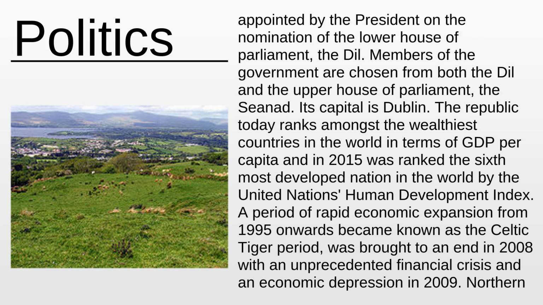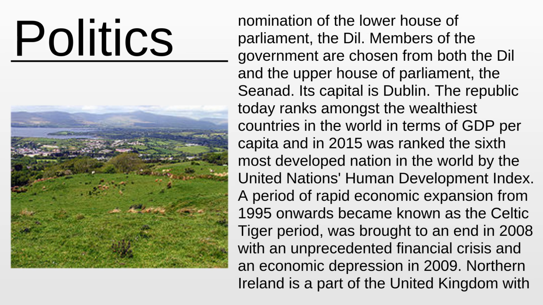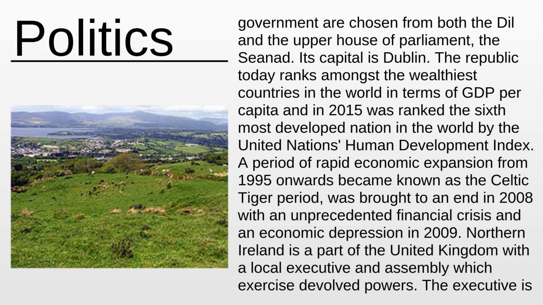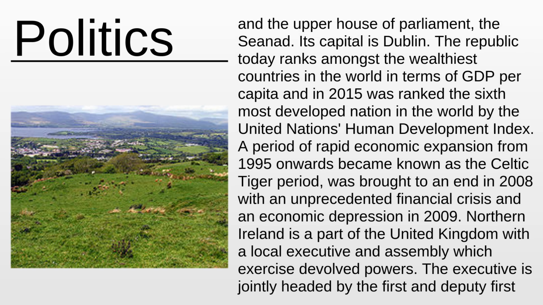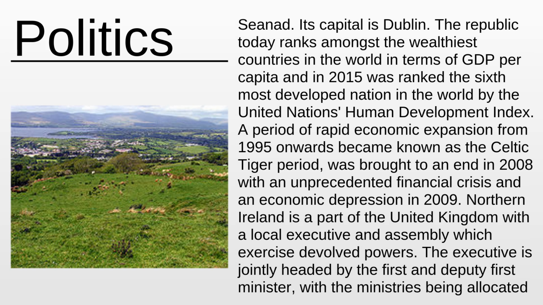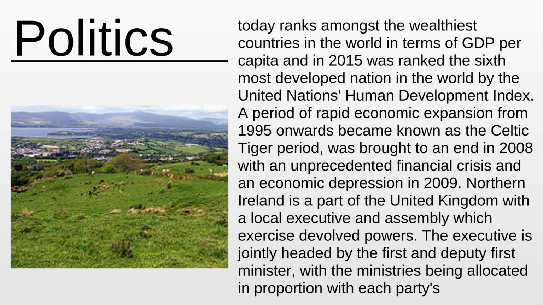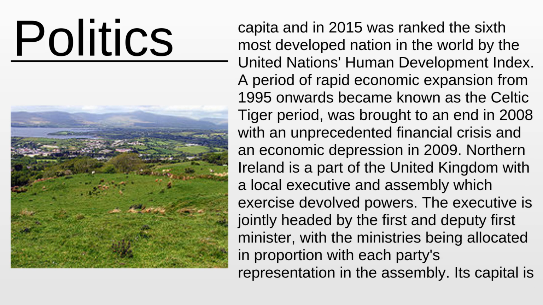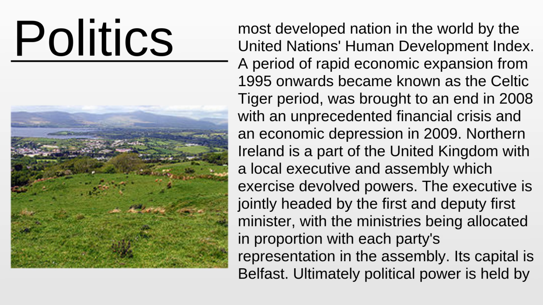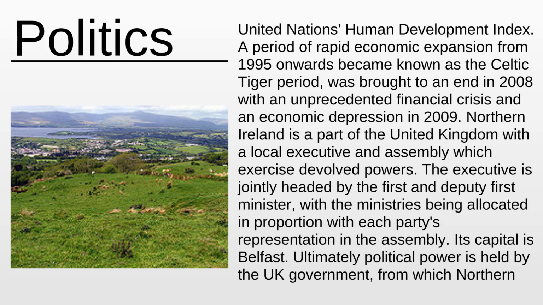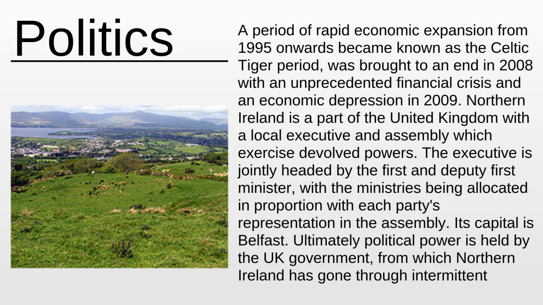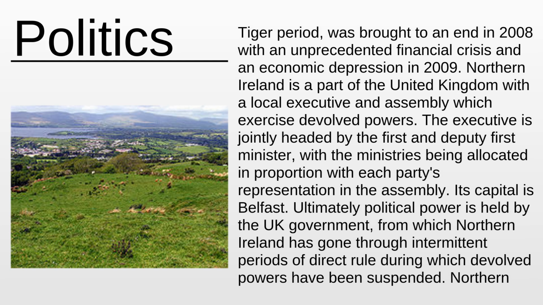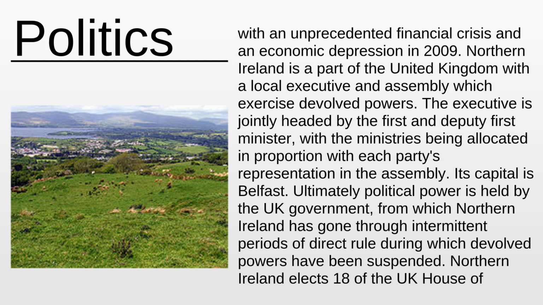Members of the government are chosen from both the Dáil and the Upper House of Parliament, the Seanad. Its capital is Dublin. The Republic today ranks amongst the wealthiest countries in the world in terms of GDP per capita, and in 2015 was ranked the sixth most developed nation in the world by the United Nations Human Development Index. A period of rapid economic expansion from 1995 onwards became known as the Celtic Tiger period, which was brought to an end in 2008 with an unprecedented financial crisis and an economic depression in 2009.